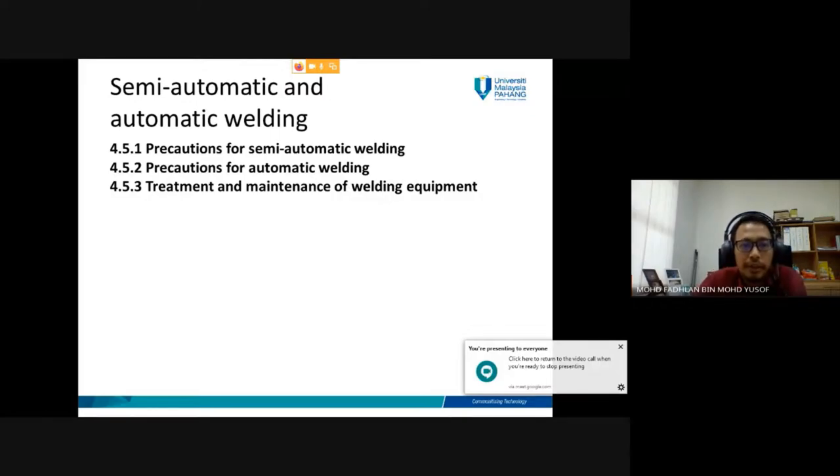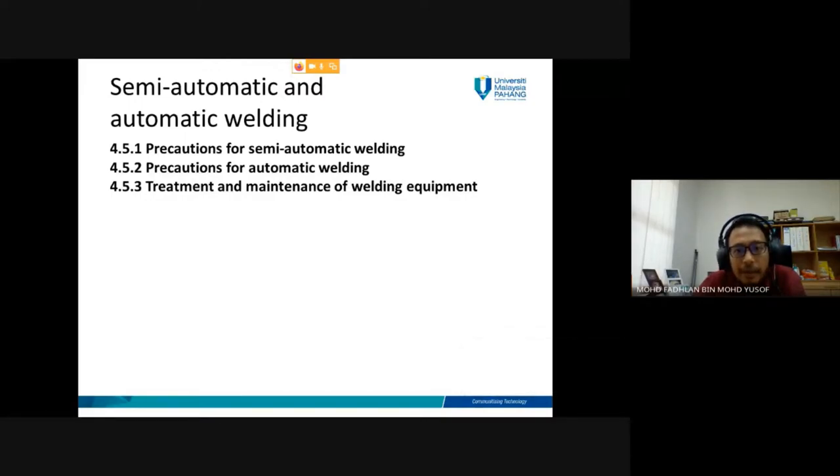So we are first going to look into the precautions for semi-automatic welding and the precautions that need to be taken for automatic welding. All of these precautions are taken to make sure the process is done under optimum conditions in order to assure the quality of the welded product. And the last topic for this subchapter is treatment and maintenance of the welding equipment.